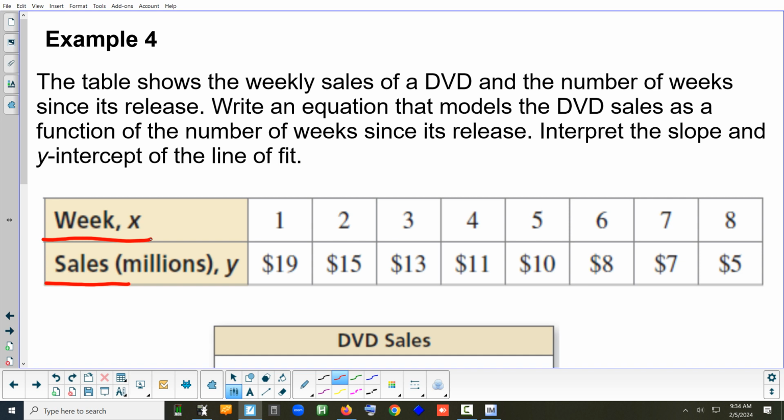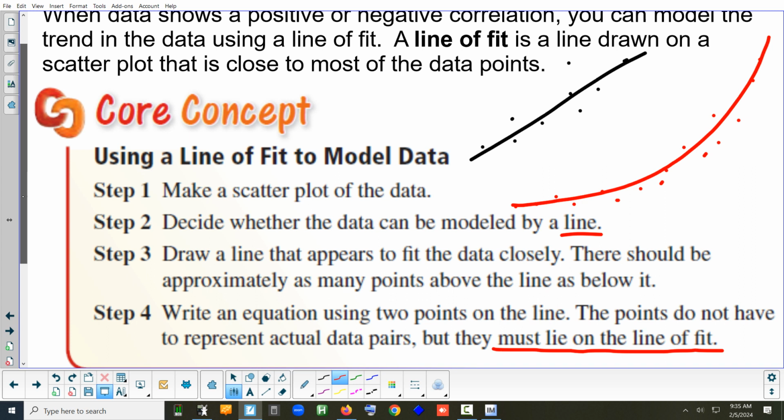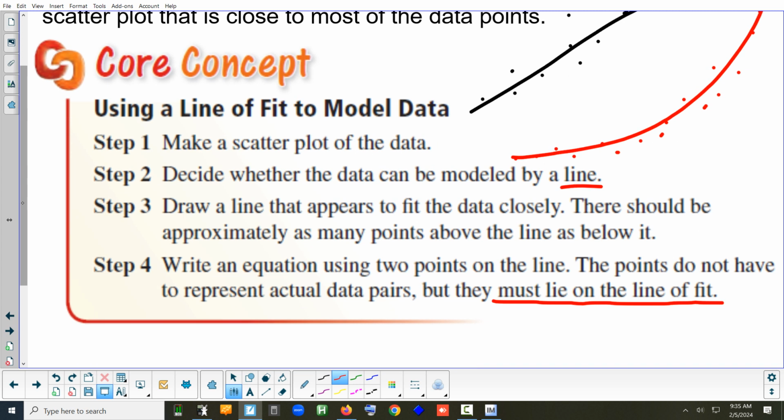So to find an equation, what's the first thing we have to make to decide if we should even be writing an equation? What do we have to make first? Graph. Yeah, we have to make the graph. We have to make a scatter plot and decide, can we even model this data with a line?